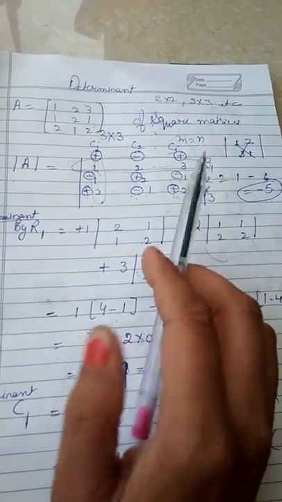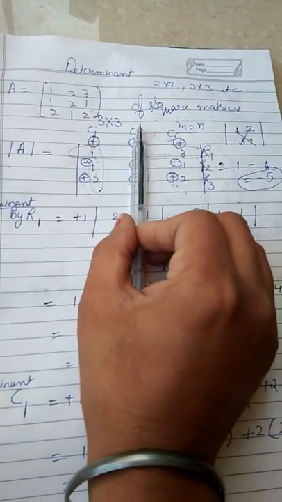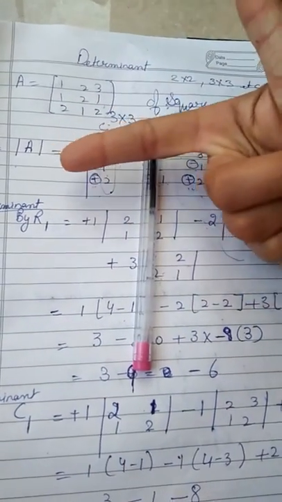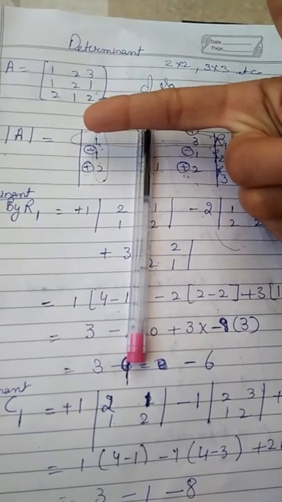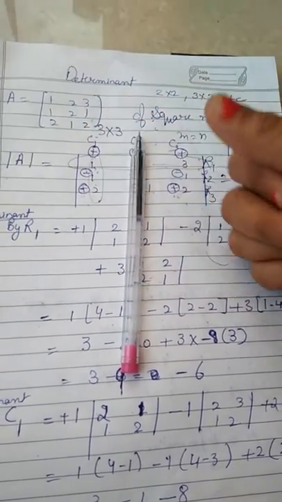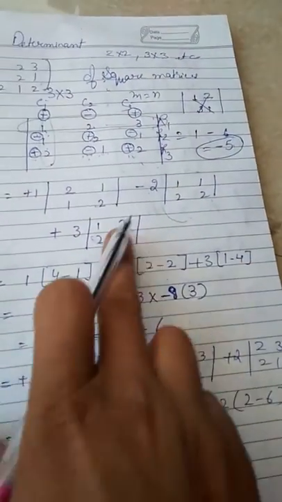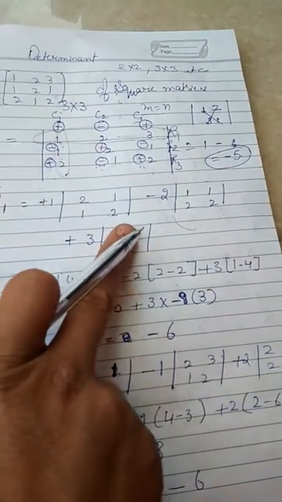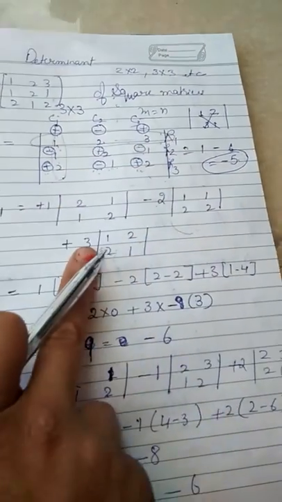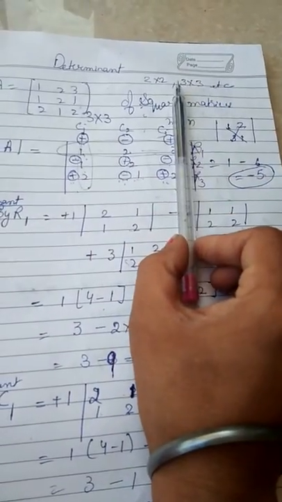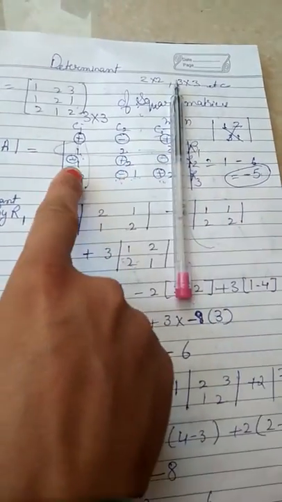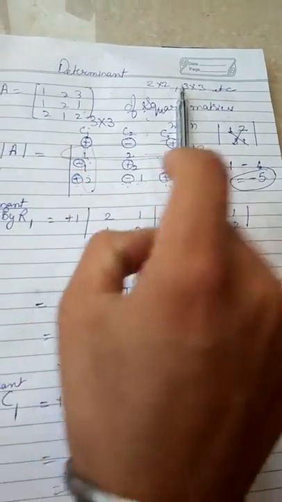Similarly, minus 2: hide this column and this row, the first row and second column. So the left elements are 1, 1, 2, 2. The sign is minus, so I have put minus here. Then the sign is plus, plus 3. Hiding the third column and first row, the left elements are 1, 2, 2, 1.